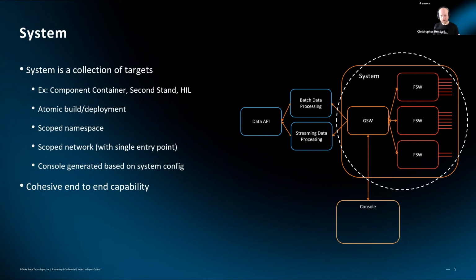We have a thing called second stand, which is our second stage test stand for our engine, which is running the same software. And we have hardware in the loop, which is, again, running the same hardware, same software. For a system, it is an atomic build deployment, a scoped namespace, and a scoped network. And basically what that means is that everything within that circle boundary here is one stamp, one cohesive unit that is all being built together, deployed together, and used to answer one thing.